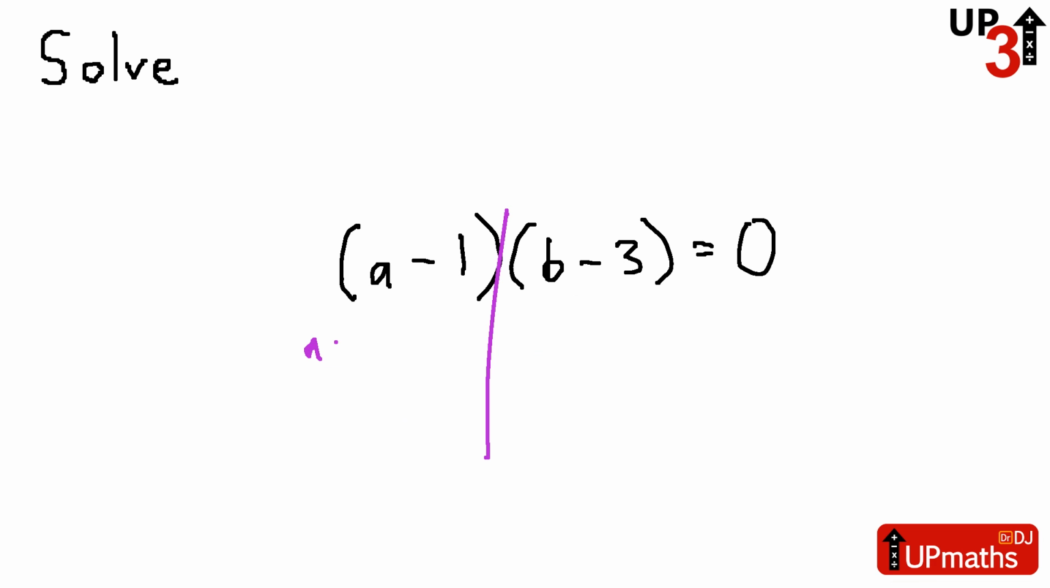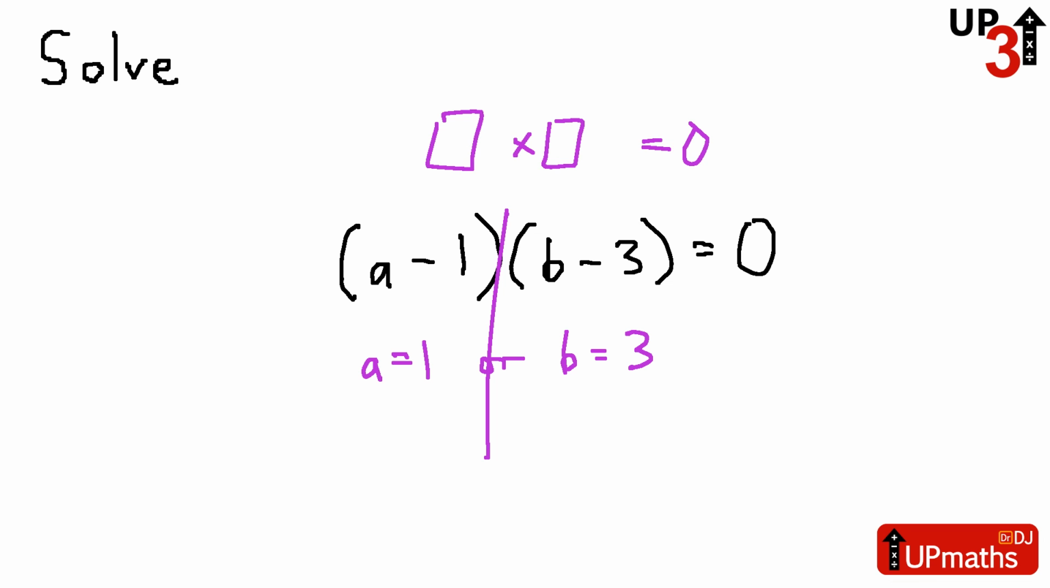Well, that means that a minus 1 is 0 or b minus 3 is 0. Yeah, they could both be 0, but like I said, we're just pretending that that doesn't really matter because it doesn't affect anything. Again, that's a really great way of writing it. I'm just going to go a equals 1 or b equals 3, to keep the learning simpler. I think it's clearer to look at. Yeah, because we've got two things multiplied together, one of them has to be 0, to make the answer 0.